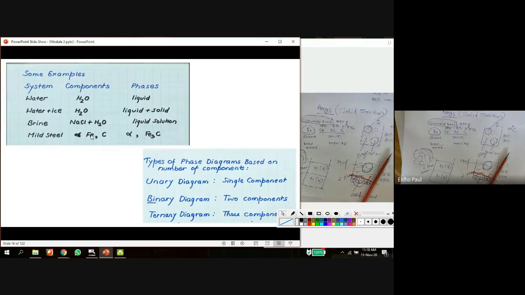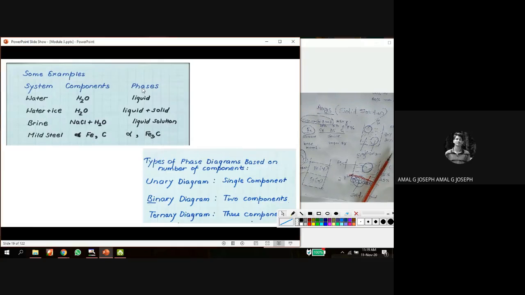Mild steel, where we can see carbon and iron. Here we can see multiple phases. It's not a single phase. An alpha solid solution is formed, as well as a compound Fe3C. Sorry, 2 phases are formed. So in mild steel we have 2 components as well as 2 phases. Understood? What is the difference between component and phase? Any doubt about component and phase?